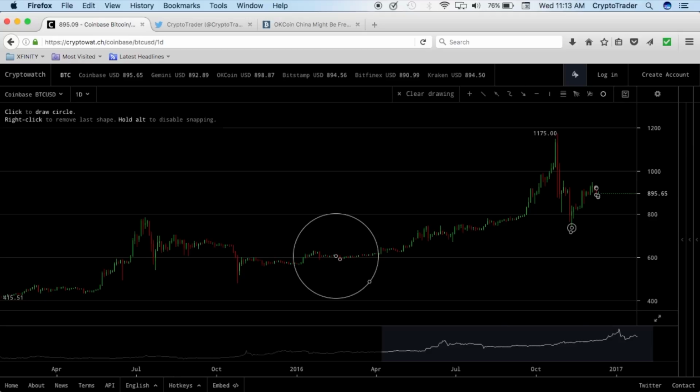And that all depends on the news out of China, the news out of other countries that's coming out, depending on if they're going to heavily regulate it or not. So that's definitely a good level to look at if we do crack that 734 level.